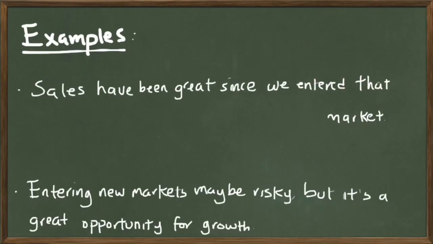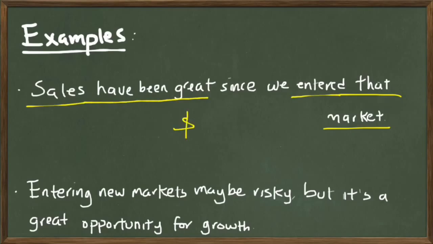Examples. Example number 1, sales have been great since we entered that market. So what was the action? We entered a certain market, and the result is that sales have been great. We're making a lot of money here. Making lots of money here because we entered a new market.